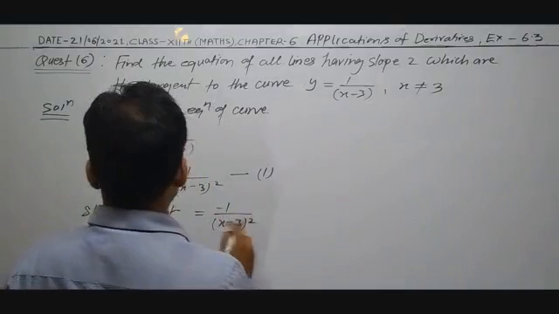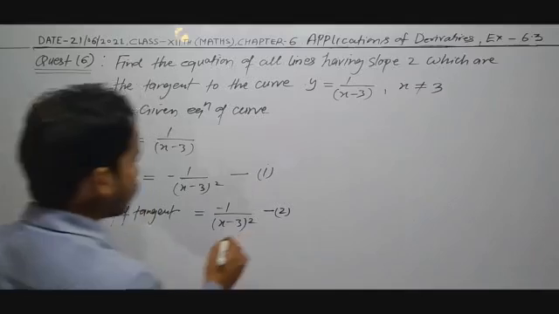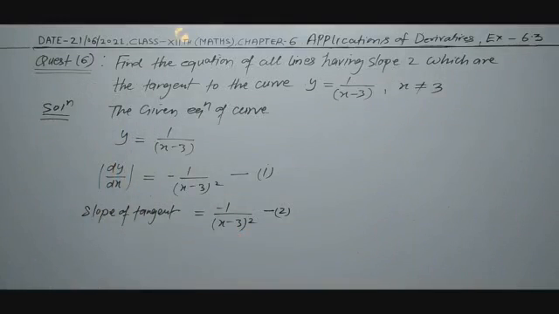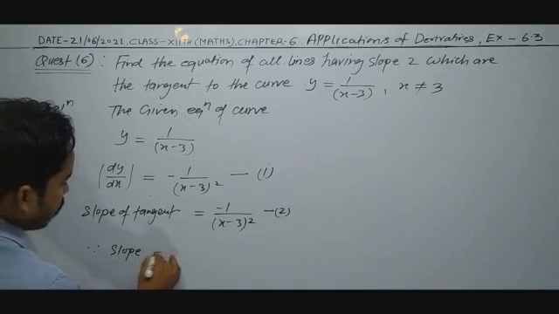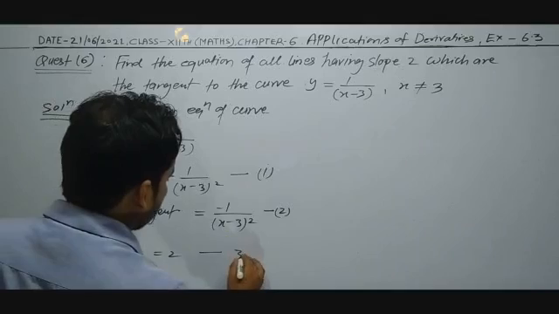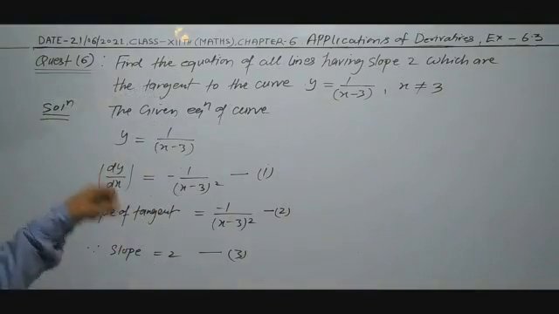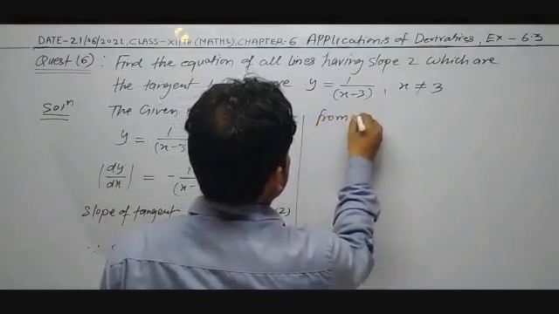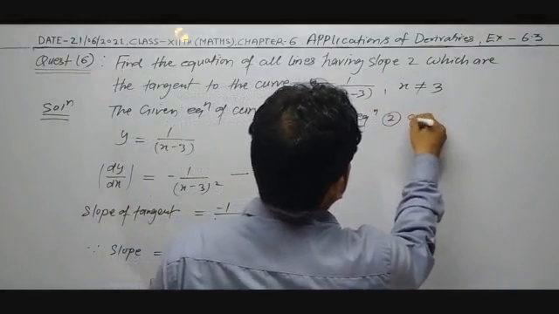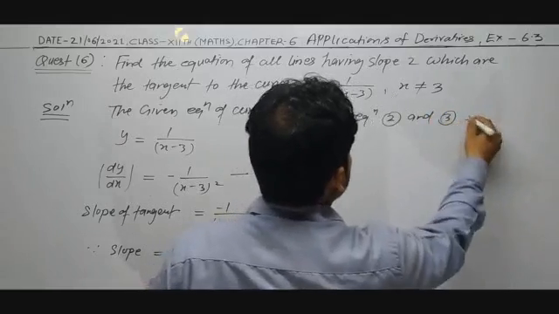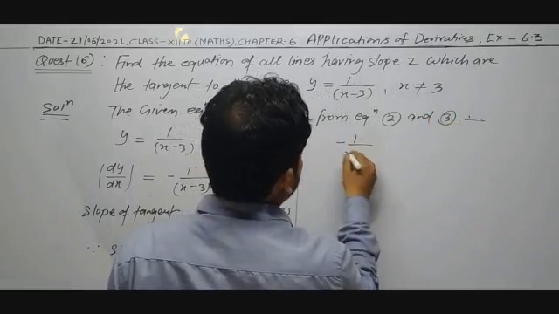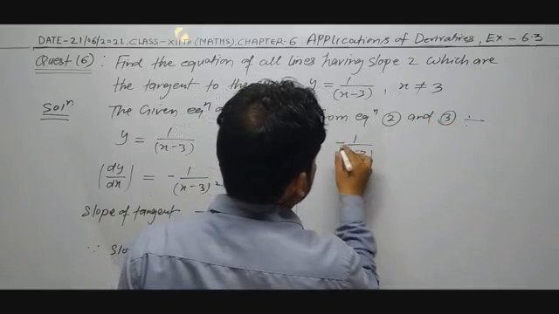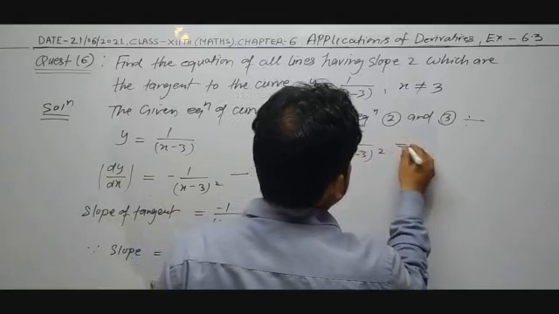Consider this equation 2, and the slope is given. Since slope is equal to 2, consider this equation 3. Then from 2 and 3, what you can write? From equation 2 and 3, minus 1 upon x minus 3 whole square is equal to 2.